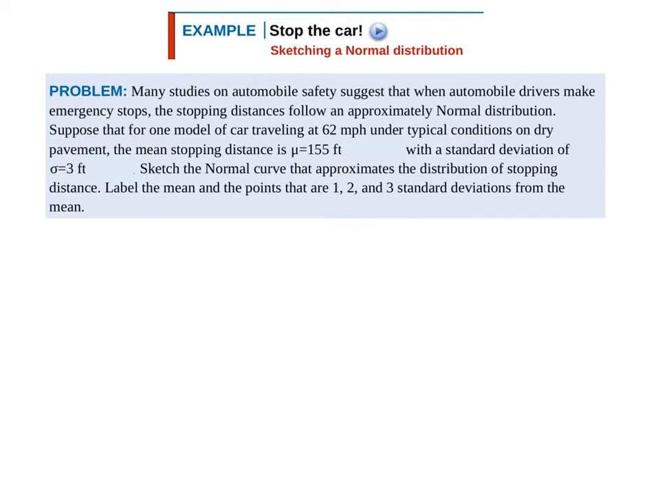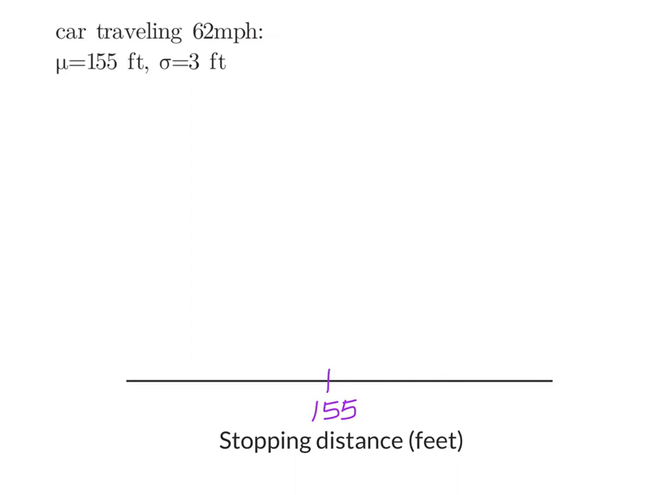So let's label the mean and the points that are 1, 2, 3 standard deviations from that mean. All right, so here's what we know. We know that the mean, the smack dab center point, is going to be at 155 feet. So I've drawn my horizontal line here, my axis, and I've labeled it as stopping distance in feet. We also know that our standard deviation is 3 feet. Standard deviation happens to the left and to the right. So we need to do 3 of those, 3 to the left and 3 to the right. And they're each 3 feet in distance. So let's figure that out.